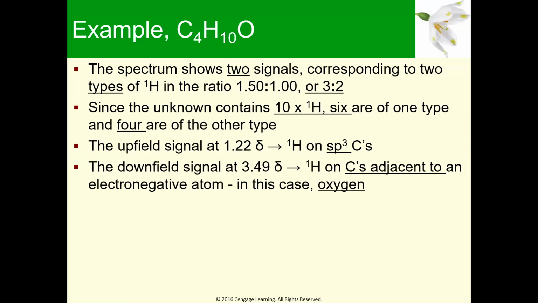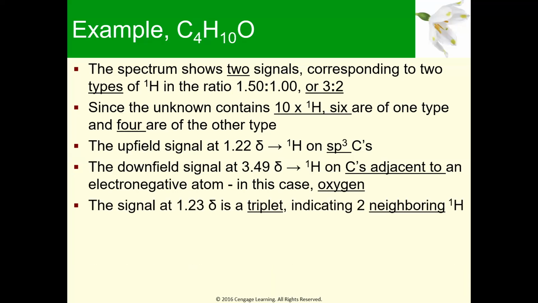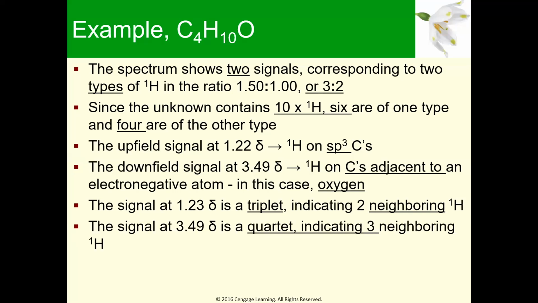So the downfield signal at 3.49 is from protons on carbons adjacent to an electronegative atom, in this case, oxygen. There's a typo here, you can fix it in your handout. It should say 1.22. I'm not sure why it says 1.23. But that's a triplet, so that indicates we've got two neighboring hydrogens. And the signal at 3.49 is a quartet, indicating three neighboring hydrogens.